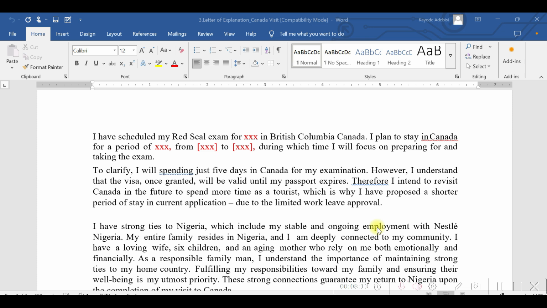So with that, we had to clarify that yes, he's just spending 5 days for the exam. However, once the visa is granted, he intends to come back again as a tourist. So that gives them two things: yes, this guy is going and coming back, and two, he really knows what he's doing, right? Because the visa is most likely, they actually gave him a 9-year visa. So you'll see that he knows what he's doing and is prepared. This sentence actually gave us a good edge when he submitted.